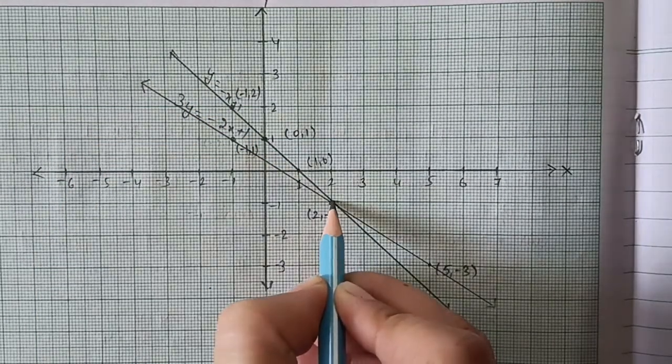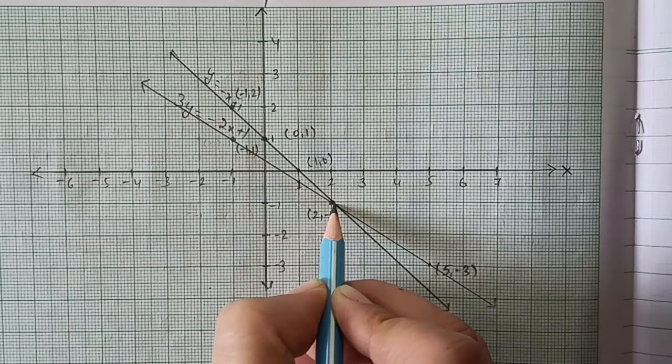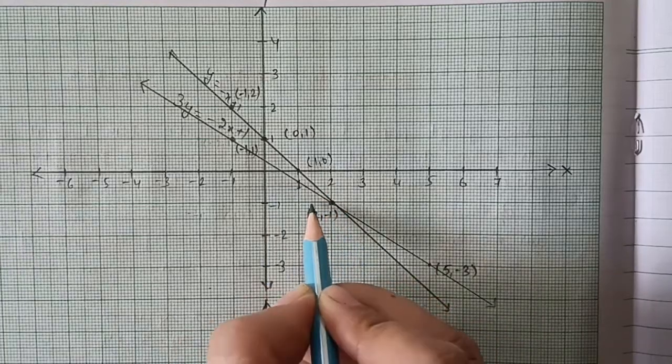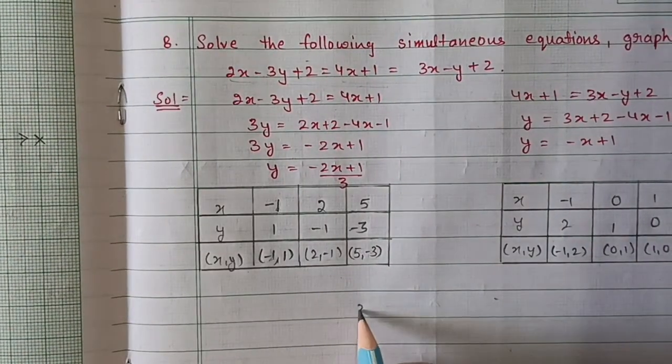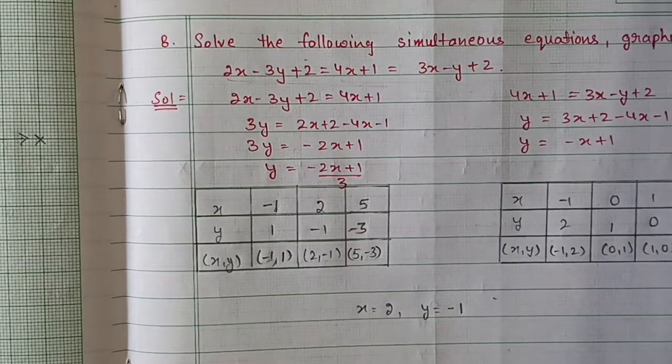Now you can see both the lines are intersecting at this point. This is the solution for these two equations. So the solution is x value coming 2 and y value coming minus 1. So x is equal to 2 and y is equal to minus 1.